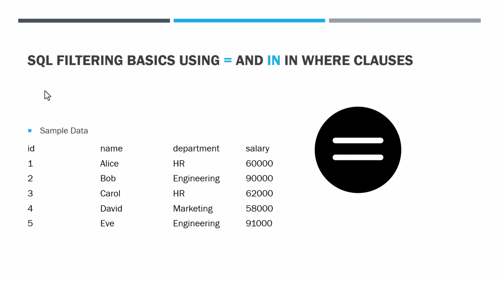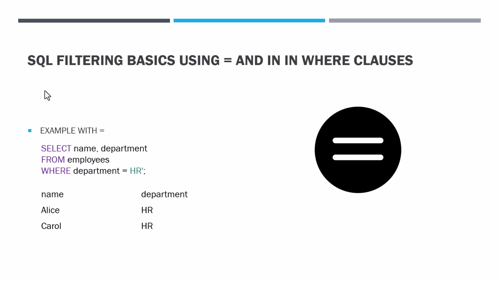I've got the sample data set here. Essentially it has ID, name, department and salary. So let's say you wanted to filter on the department called HR. The example would be select name, department from employees where department is equal to HR. It gives you name Alice, department HR, and name Carol, department HR.